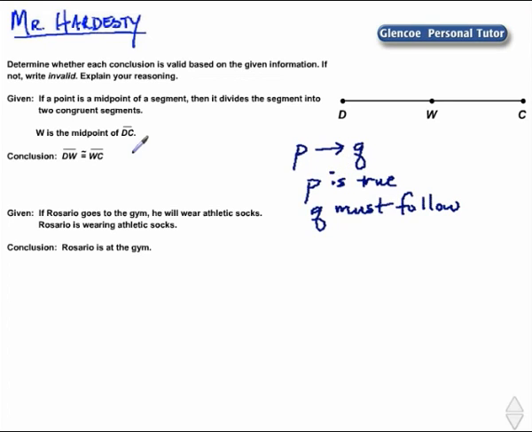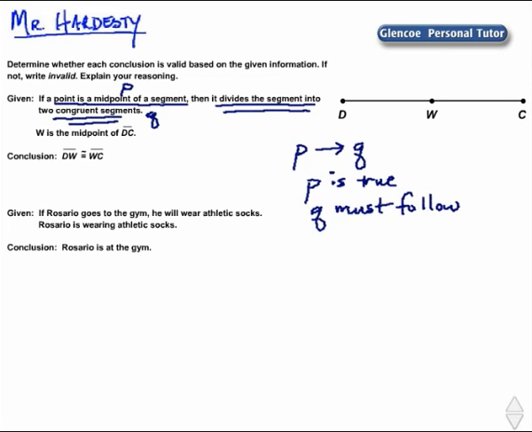Let's evaluate this problem. If a point is a midpoint of a segment, then it divides the segment into two congruent segments. There's our if-then statement. The P portion, a point is a midpoint of a segment, is our hypothesis. The conclusion, after then, it divides the segment into two congruent segments, is Q. If P, then Q.